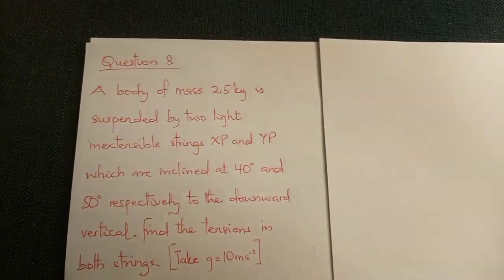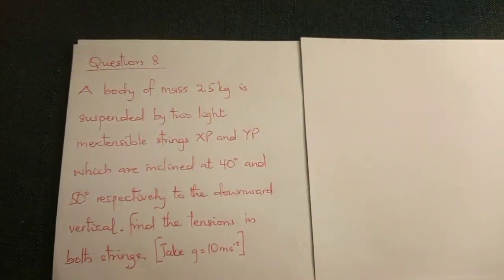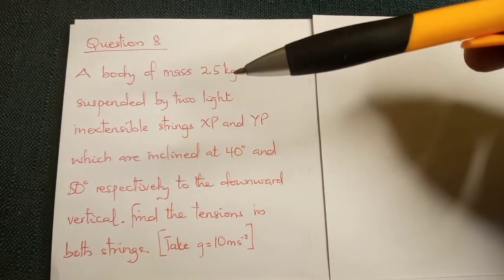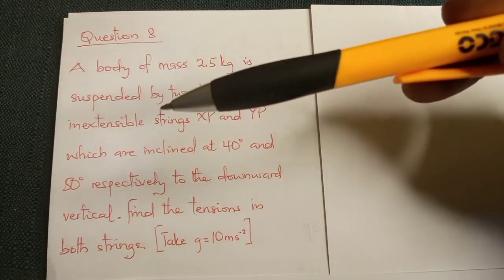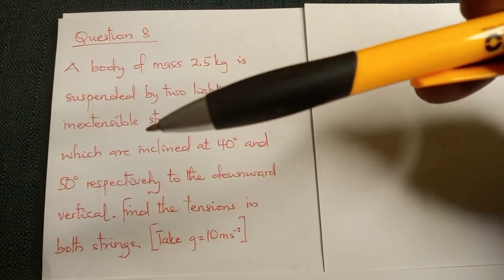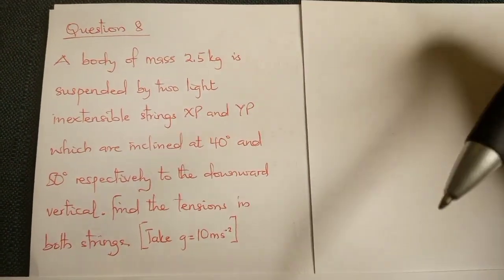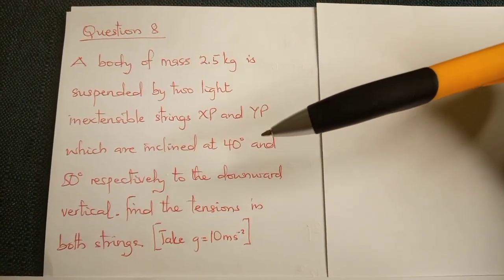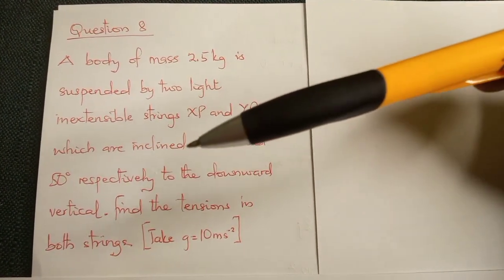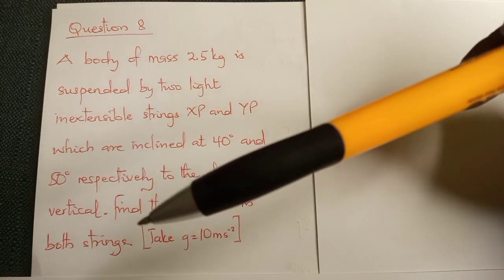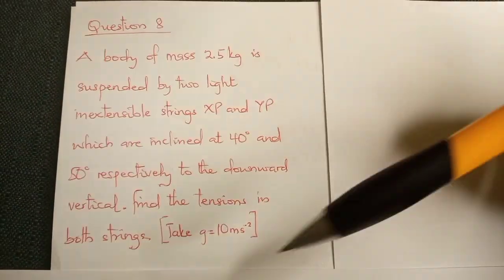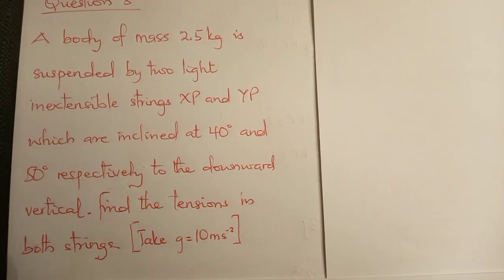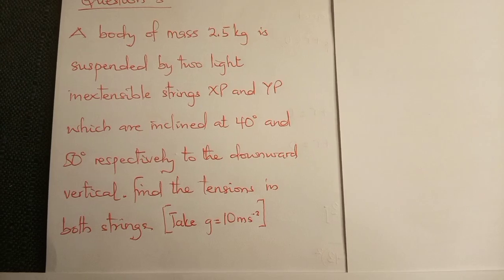Here is the final question of the compulsory part. A body of mass 2.5 kg is suspended by two light inextensible strings, XP and YP, which are inclined at 40 degrees and 50 degrees respectively to the downward vertical. Find the tensions in both strings. So you have to take the gravity to be 10.